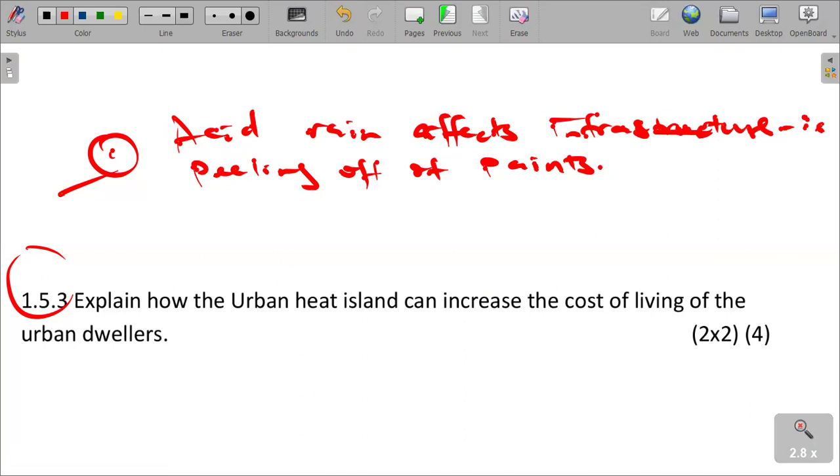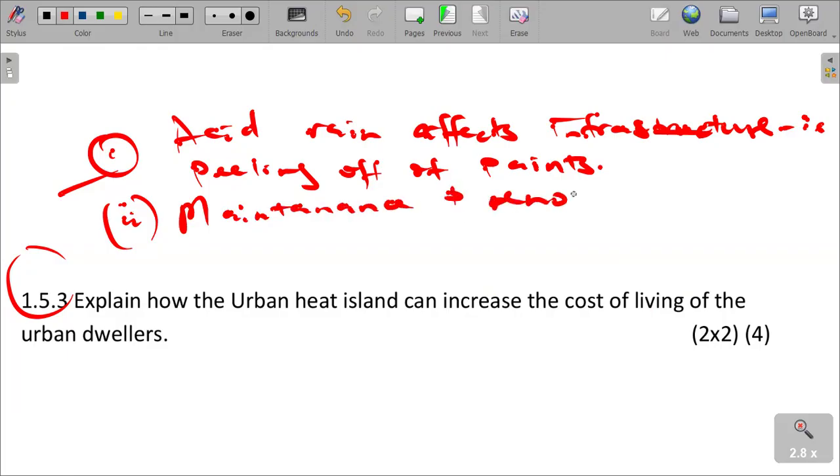We talk about maintenance and renovation costs in terms of their properties. They have to keep on renovating them.